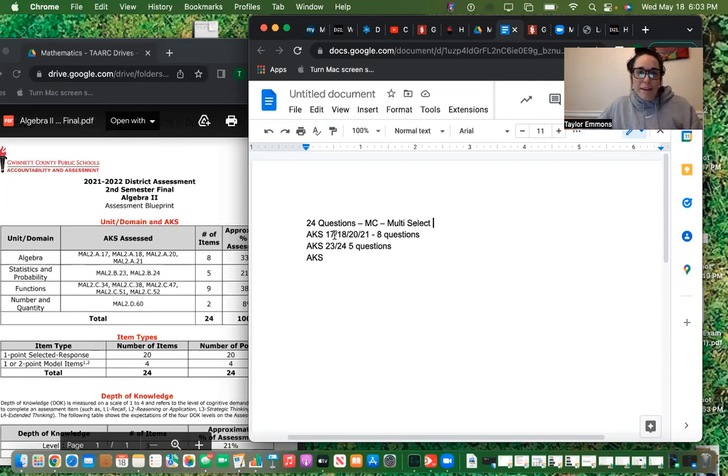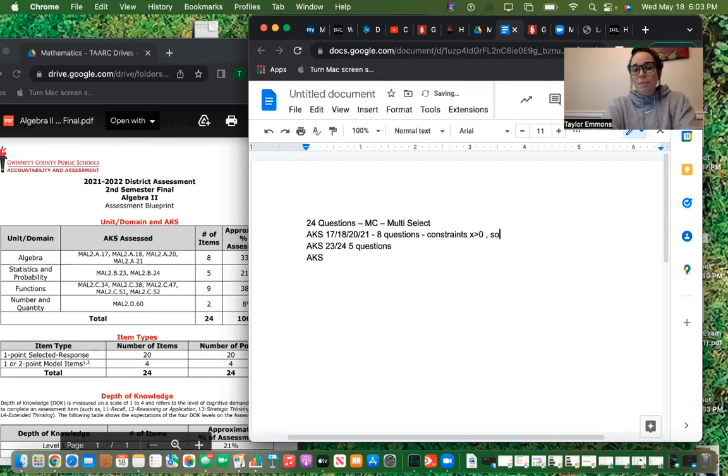From AKS 17, 18, 20, and 21, there are 8 questions. This is going to relate to constraints. We did constraints in unit 6, where you had Androids and iPhones, and you had to sell a certain amount. You saw a lot of inequalities, something that looked like x is greater than 0, or some type of equation. So that's going to be on there.